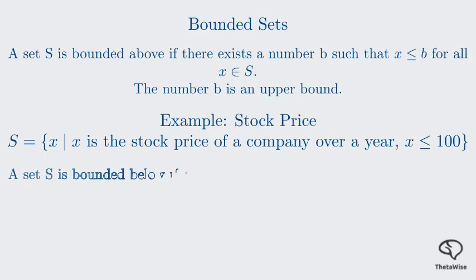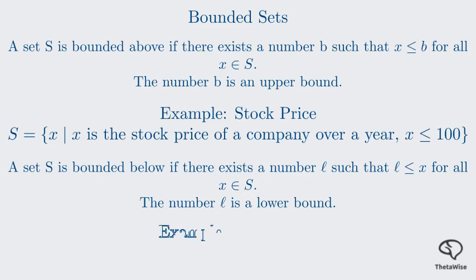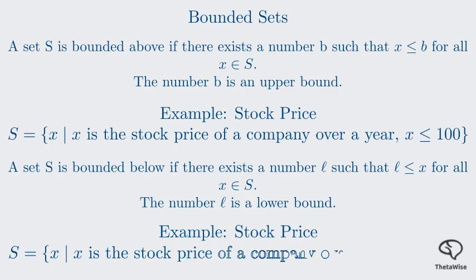Similarly, a set is bounded below if there's a number, let's call it L, that is less than or equal to every number in the set. This number L is a lower bound. Let's say the stock price never dropped below $50. The set of stock prices is bounded below by 50. Any number less than 50, like 49 or 0, is also a lower bound.